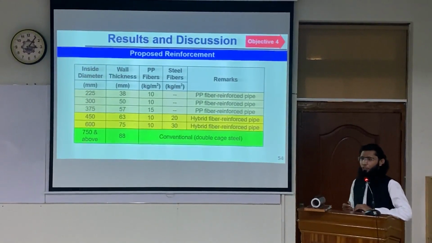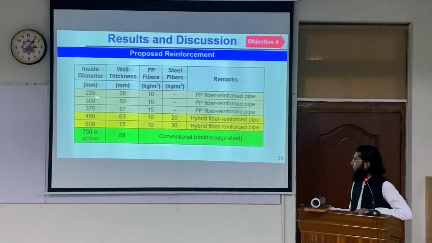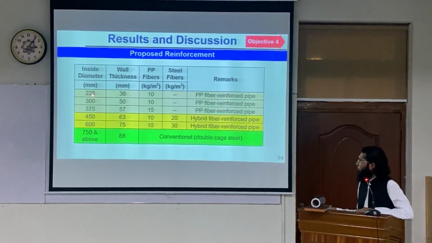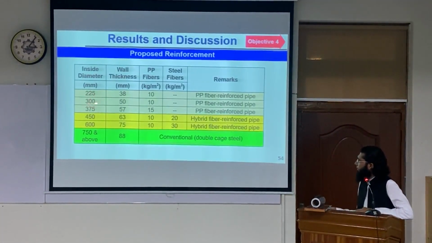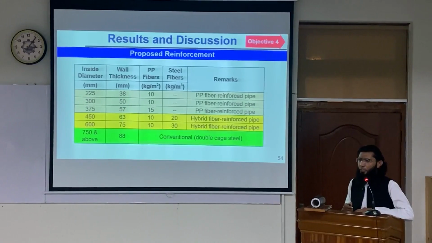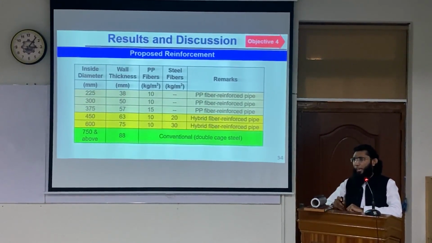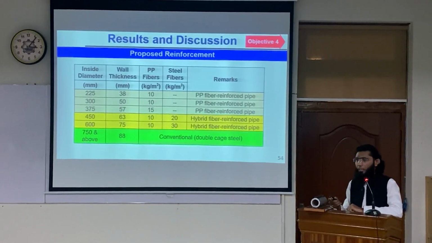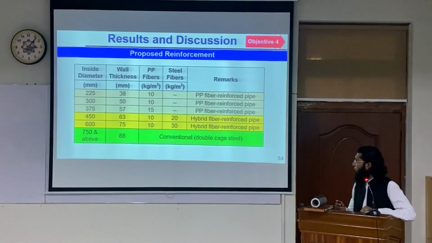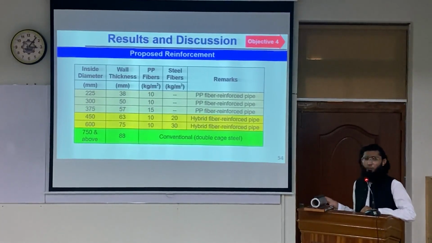Now this summarizes the proposed reinforcement for different diameters of pipes. For diameters up to 375 millimeter, PP fibers are recommended. This has an advantage: smaller pipes have lesser wall thickness, which means any metallic reinforcement is susceptible to corrosion and could be a durability problem. So these PP fibers, being non-metallic, were recommended as the first resort.